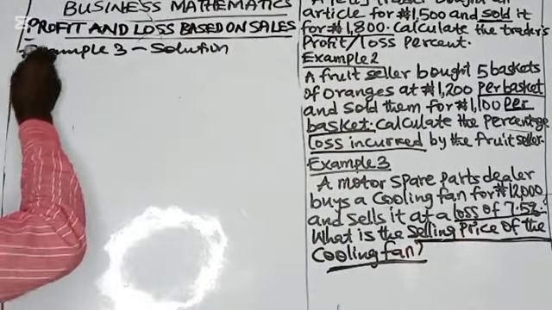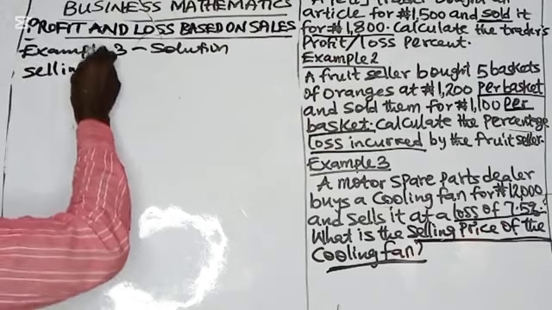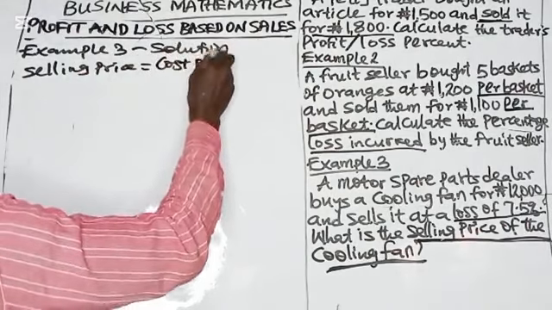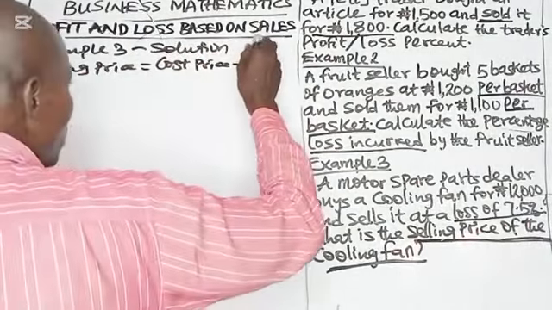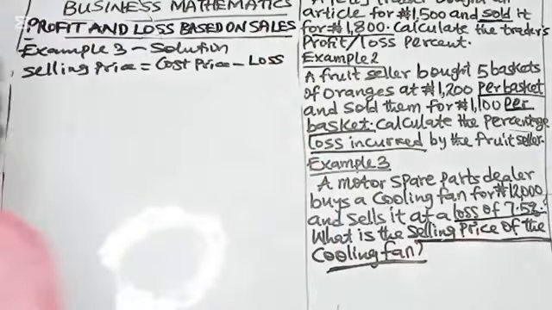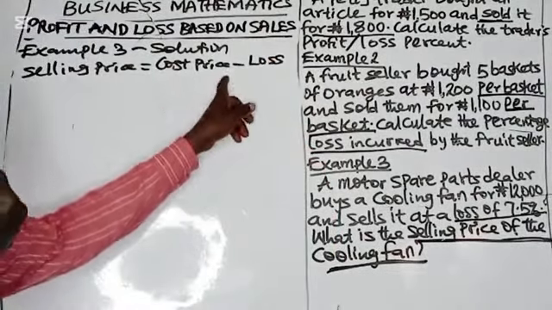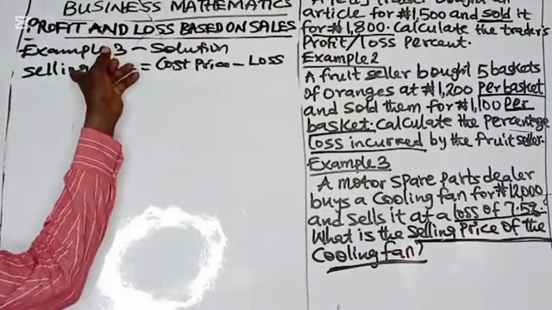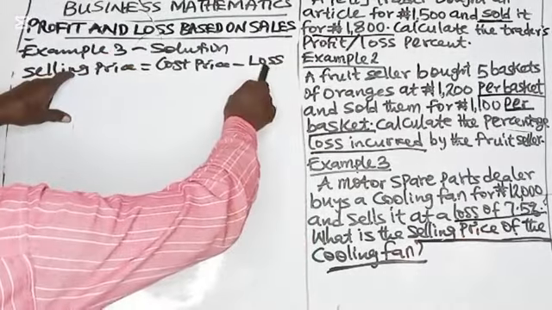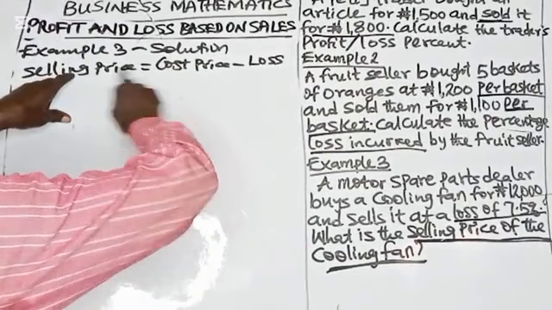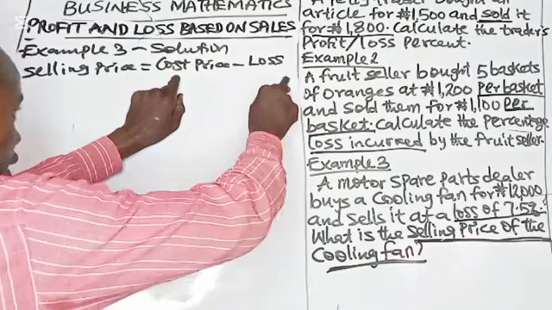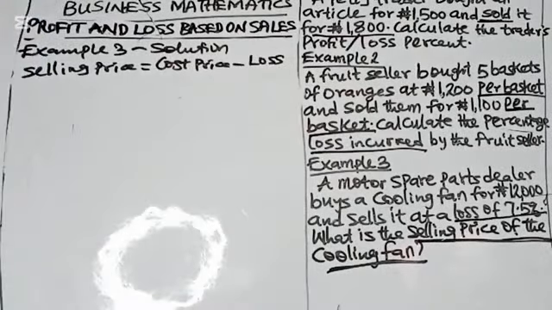Selling price, since it is sold at a loss, will be equal to cost price minus loss. I've told you where an item is sold at a loss, the cost price is greater than the selling price. That is why you have to subtract the loss from the cost price in order to get the selling price. But if it is sold at a profit, that means you have cost price plus profit. Take note of that.